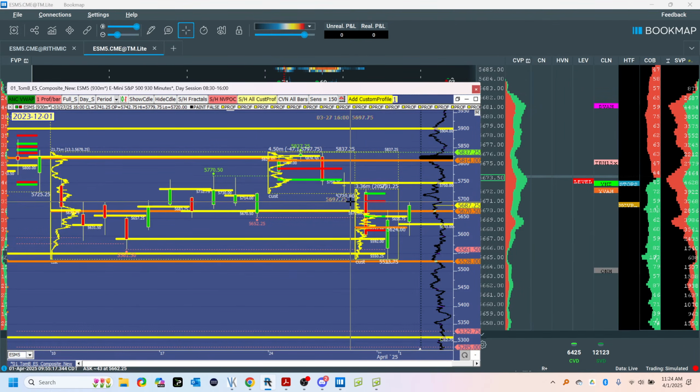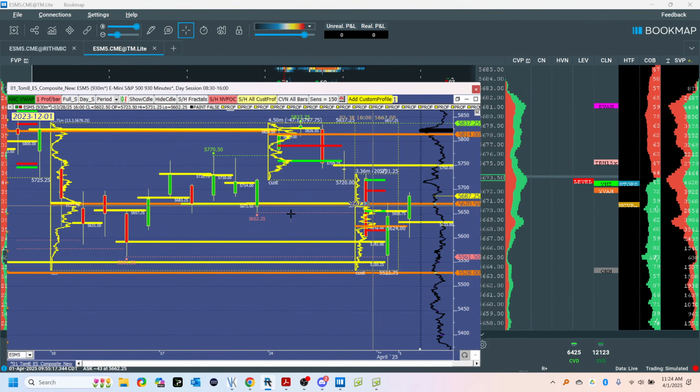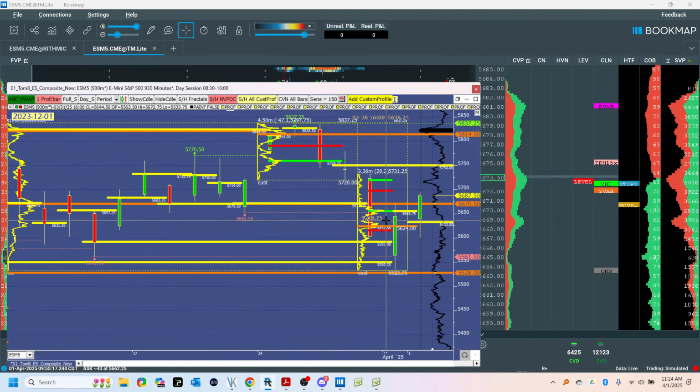So the lowest volume, and by the way, the fact that any of these levels exist doesn't mean that the market is going to stop on a dime. It doesn't care. The lowest volume is right in here. And that level is, let me see if I can get this on here for you. I don't know if it'll work.